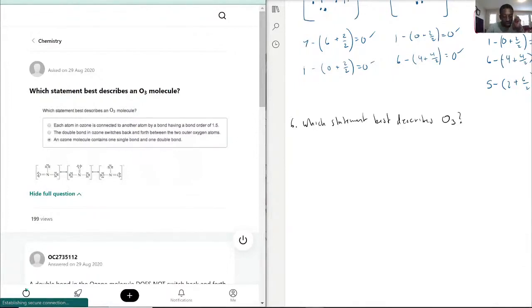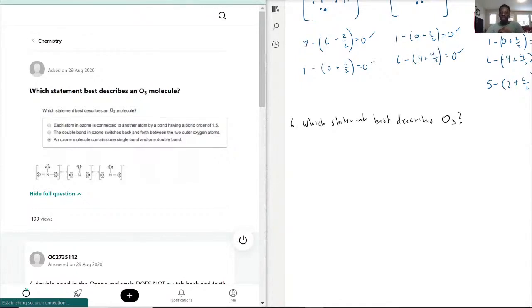they have, well, I guess that's a separate question after, but each atom in ozone is connected to an atom by a bond having a bond order of 1.5. Wow. The double bond in ozone switches back and forth between the two outer oxygen atoms. An ozone molecule contains one single bond and one double bond.